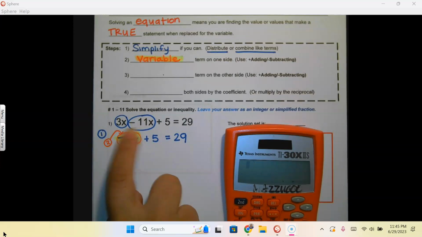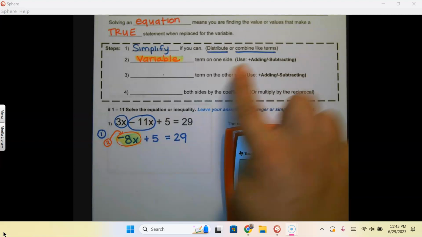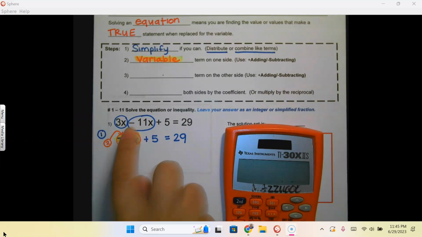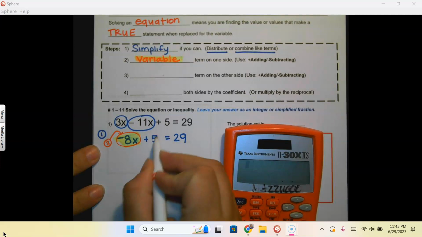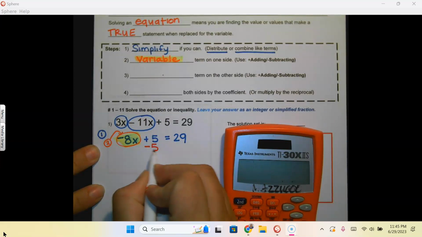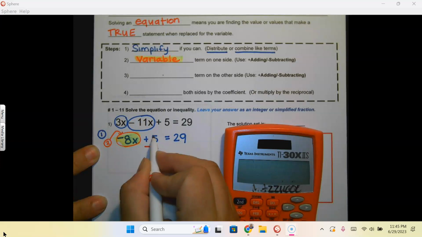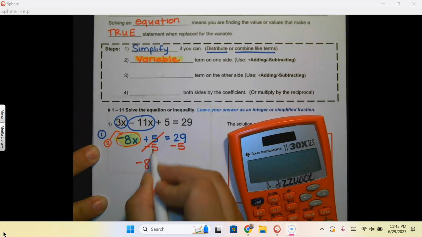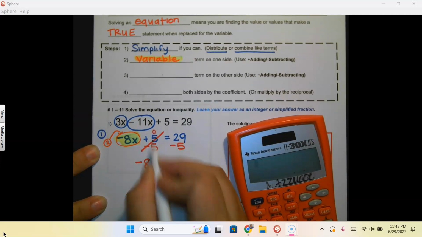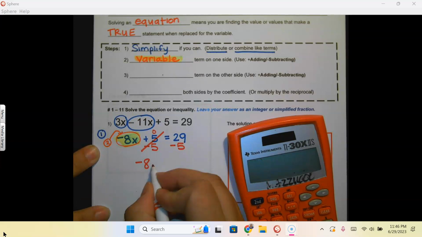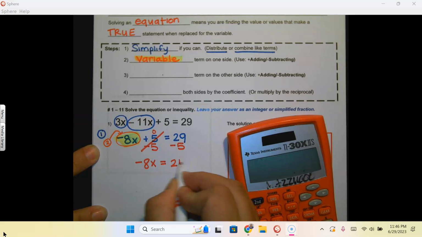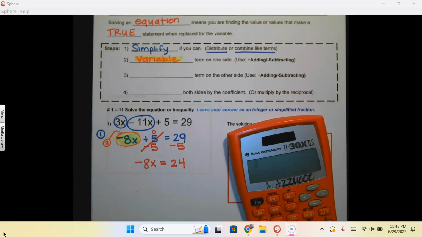Okay, so we want to get this variable here all by itself, so we either need to use addition or subtraction to remove this number here. So I want to get this isolated. So if I have a 5 and I want to remove a 5 and make this 0, I'm going to do minus 5. So they're always going to be opposites at this step here. Now I'm going to cross this out because this made 0. So I don't need to write down 0, but that's why that's getting crossed out. And then 29 minus 5 is 24. And now we're ready for step 3.